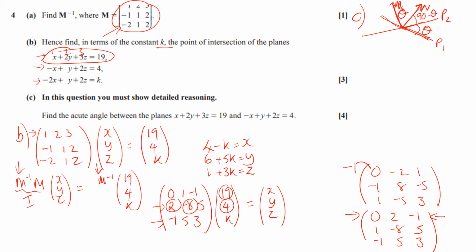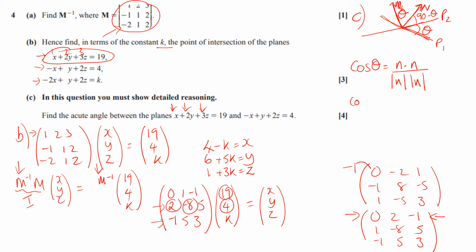Now the normal vectors are just the coefficients of all the x, y, z. So the normal for the first plane is 1, 2, 3, and the normal for the second plane is minus 1, 1, 2. So all you need to do is use the dot product formula that the angle, cos of the angle, is equal to n dot n divided by the modulus of the two normals times together.